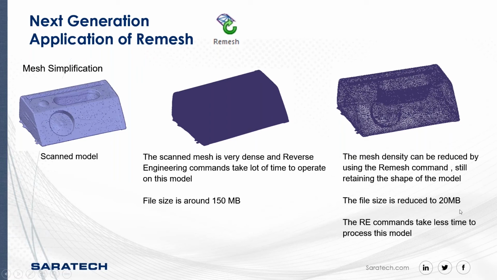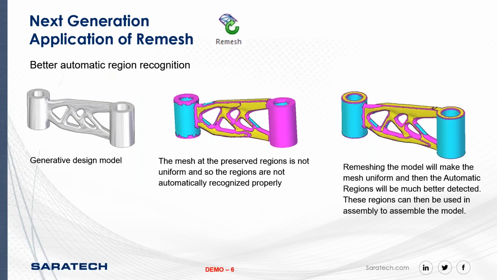So better automatic region recognition. So some of our generative design parts, you can see here our generative design model, our original part. And then here we've got the mesh at the preserved regions is not uniform, and so the regions are not automatically recognized. So you can see after we remesh the model, it will make the mesh uniform, and then the automatic regions will be much better detected. These regions can then be used to assemble the assembly model.